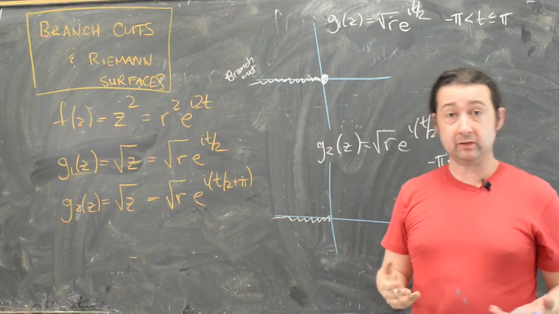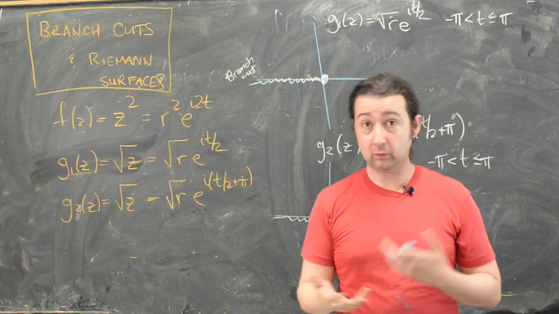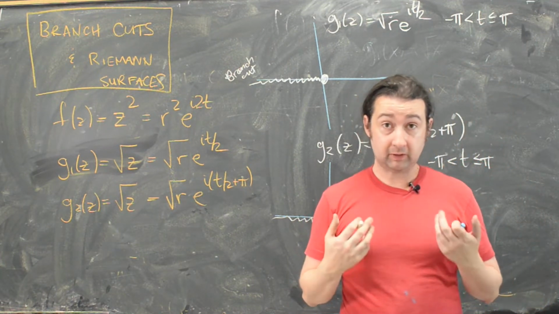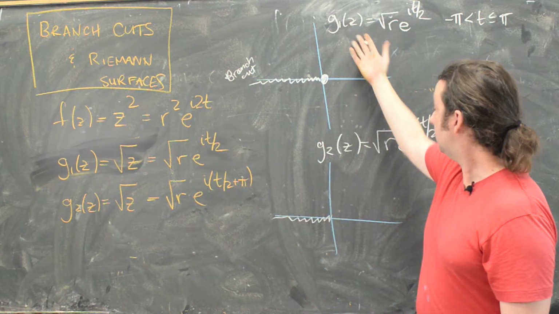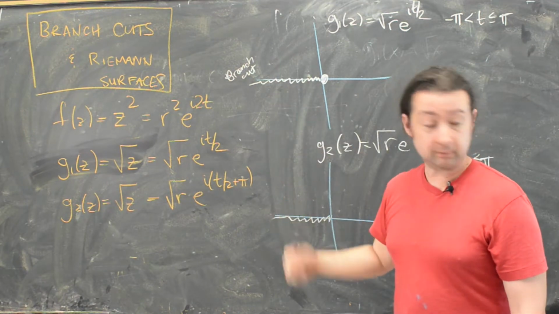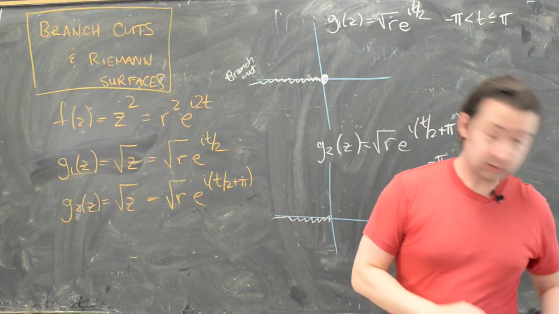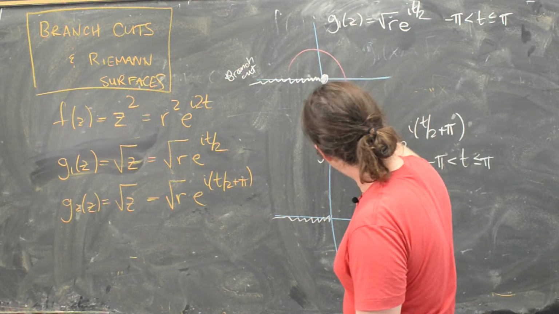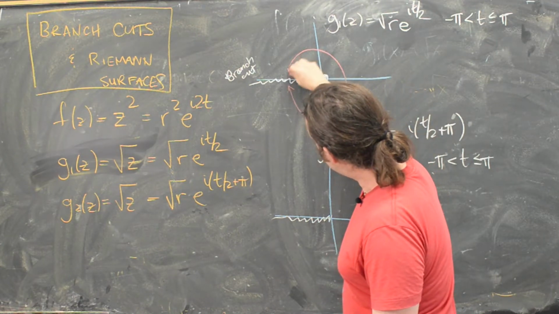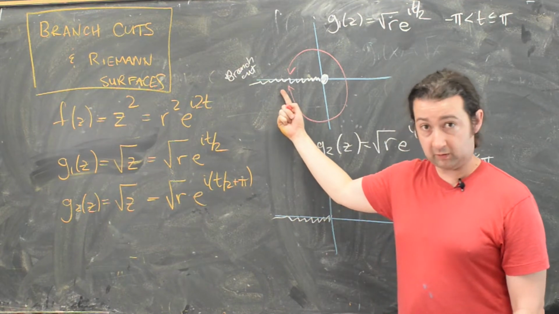And it's a cut for reasons that should become obvious when we try to take a look at what's happening to the behavior of the function root z when we approach that line from the top and from the bottom. So what I want you to imagine is that we have some arc in here. So you can just imagine we have a circle. And we're going to approach this branch cut from the top and the bottom.